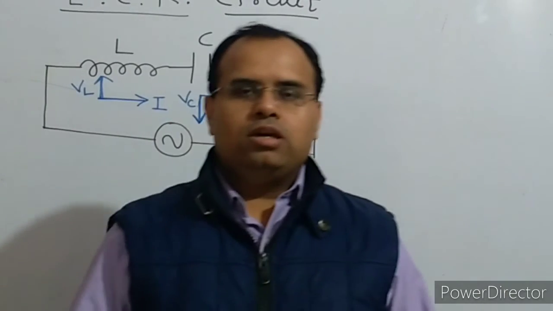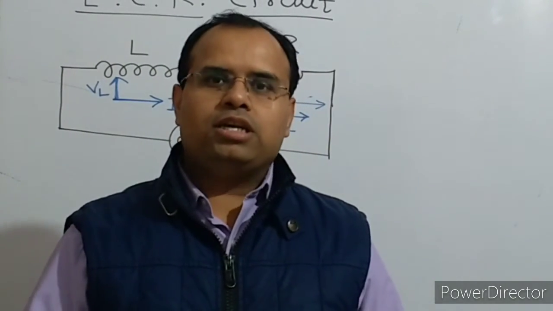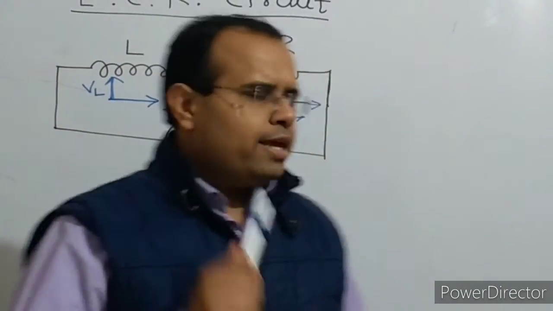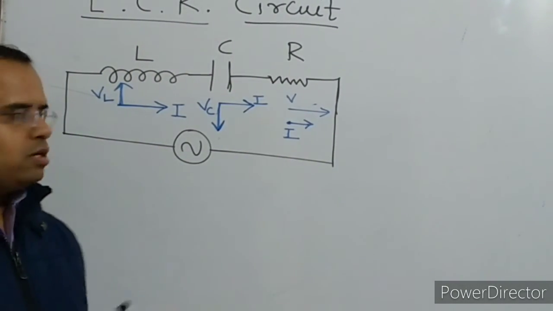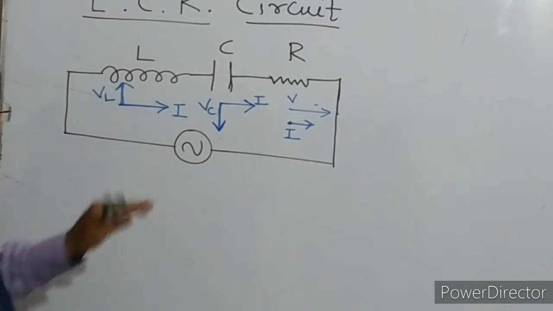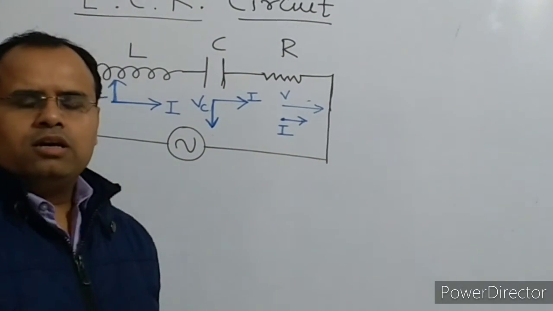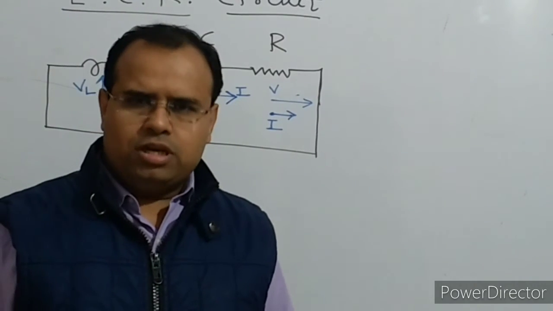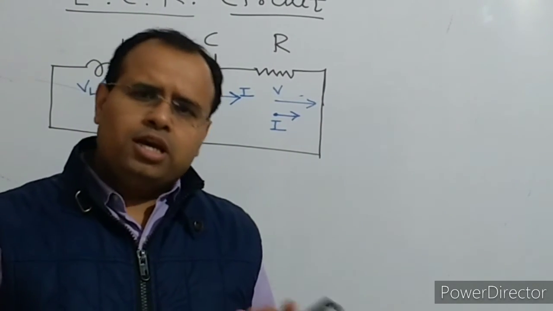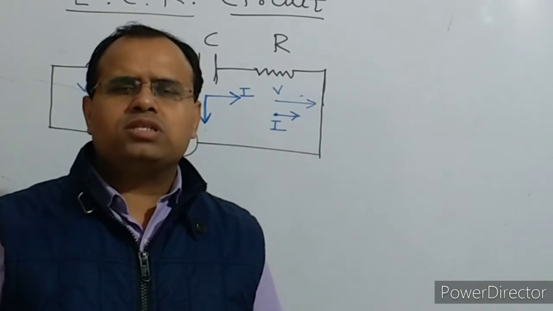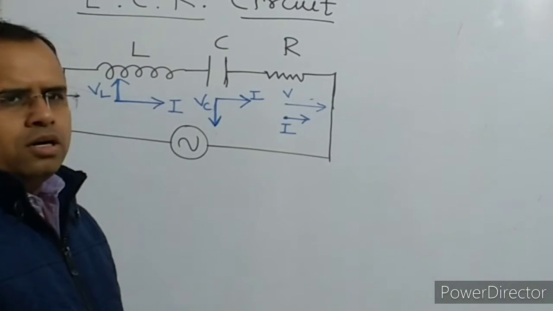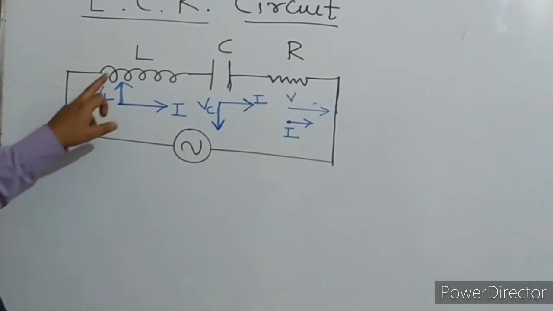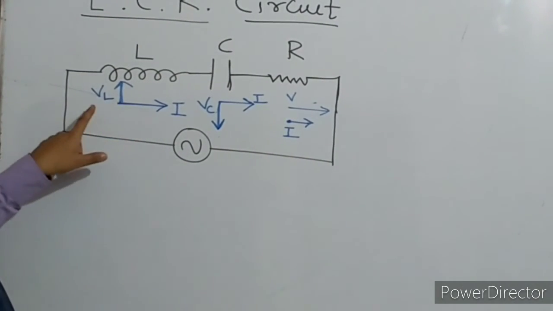Friends, today we are going to study the LCR circuit in alternating current. In an LCR circuit, there is an inductor, a capacitor and a resistor connected in series. We are trying to find the expression for the impedance for this circuit, and also the expression for the resonance frequency.